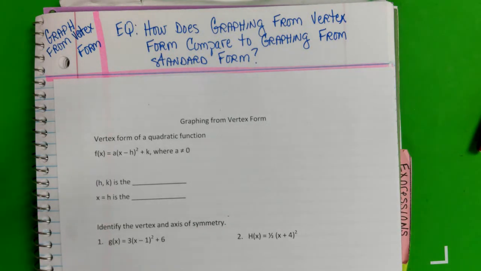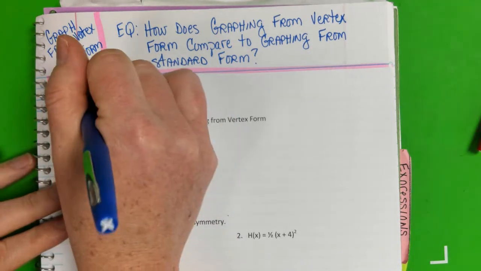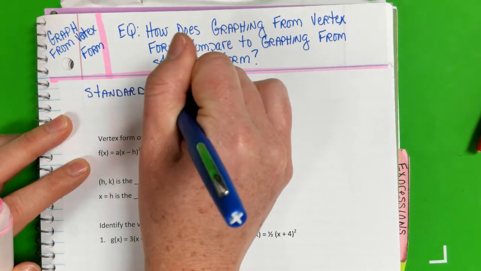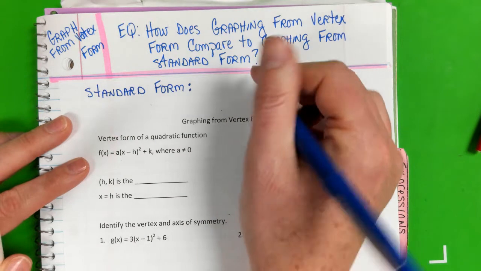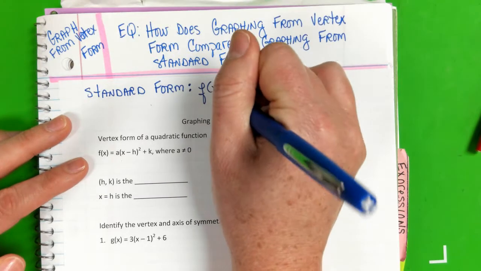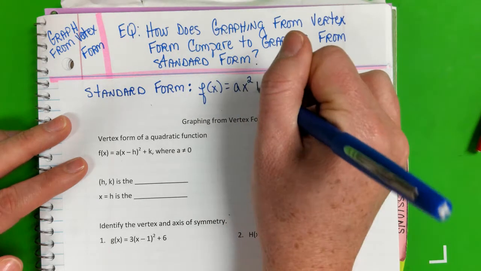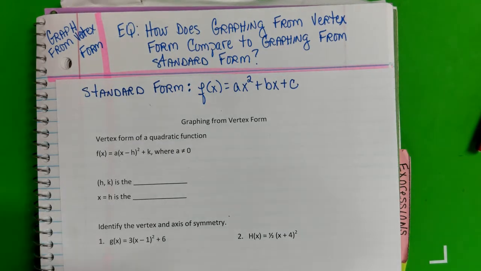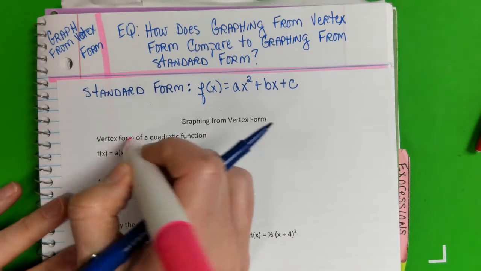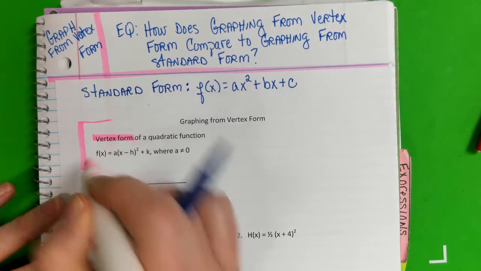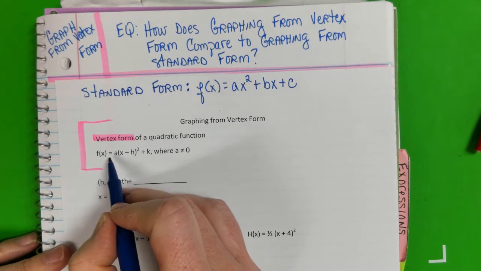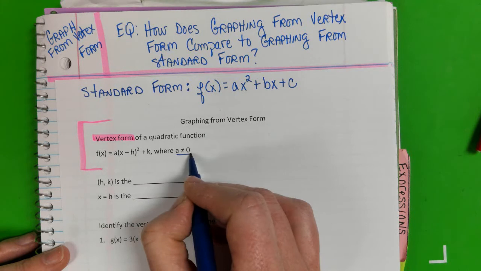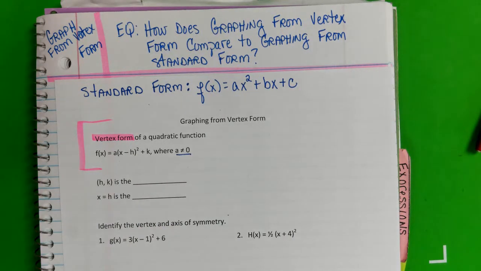Okay, so we already learned about standard form of a quadratic, and so I just want to remind you of that. Standard form of a quadratic is f of x equals ax squared plus bx plus c. Okay, so let's talk about what vertex form is. Here we have vertex form. It's f of x equals a times (x minus h) squared plus k. And a cannot be 0. If a is 0, then it's not going to be quadratic.